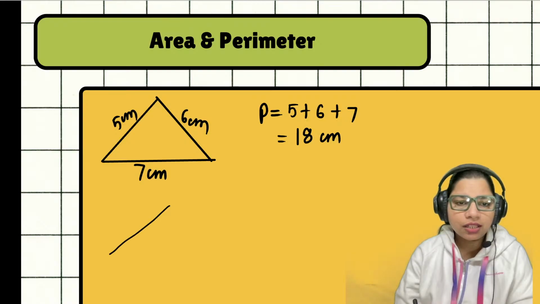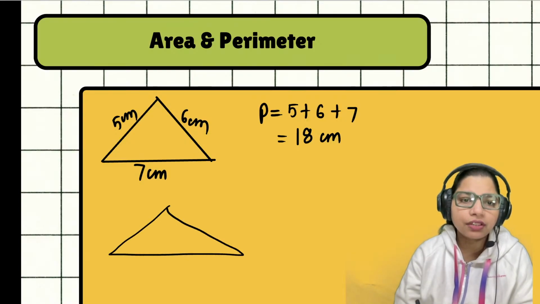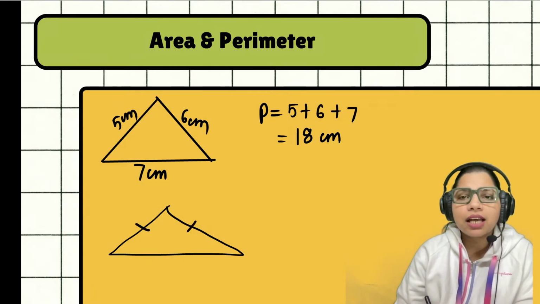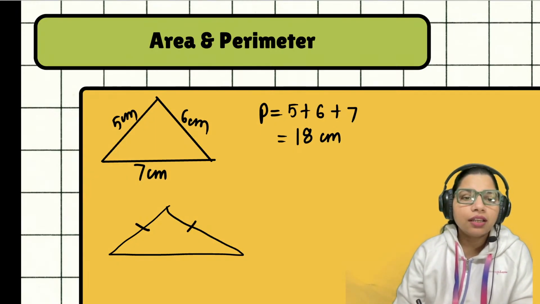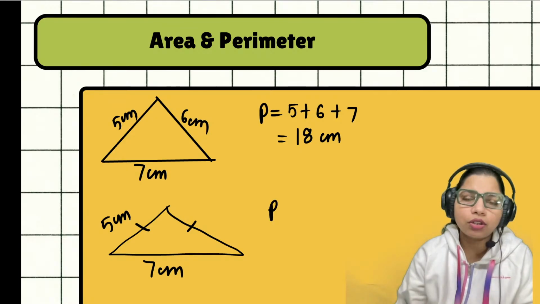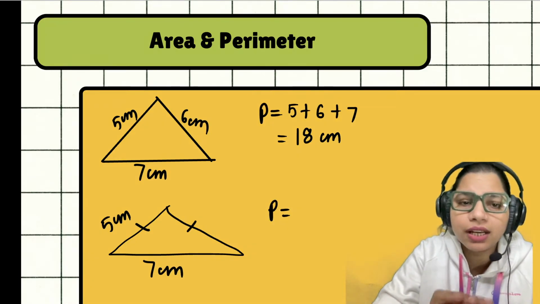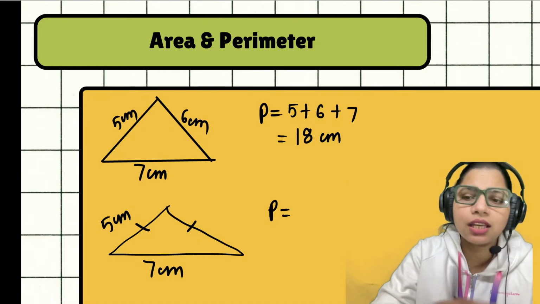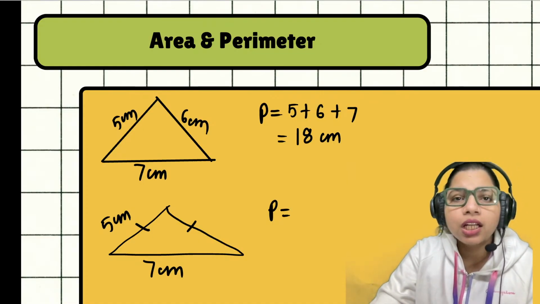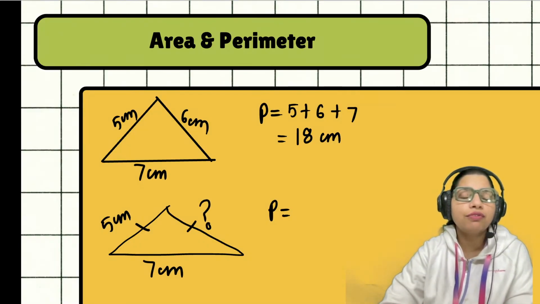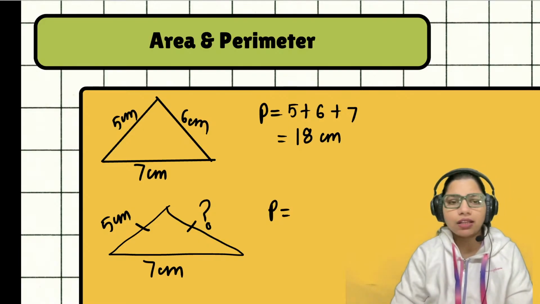If I give you another type of triangle, maybe like this, an isosceles triangle. We have 5 centimeters and 7 centimeters given, and we have to find out the perimeter. Obviously, when they give you isosceles, they will be tricking you, isn't it? It's not going to be very easy. So here they missed one given side. You have to find that side before you find the perimeter.